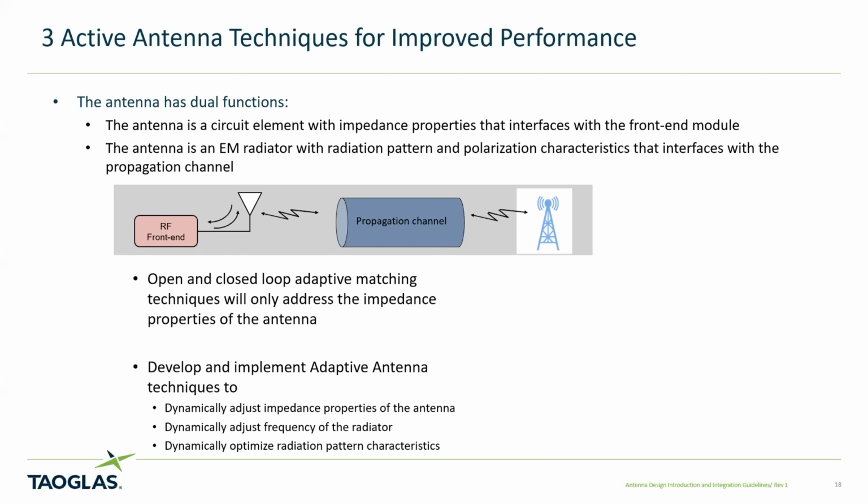It needs to interface with the RF front end, i.e. maintain a frequency response and acceptable impedance properties. But then on the other hand, it needs to really switch gears. It has to have radiation characteristics, polarization, a radiation pattern shape, and the ability to get some efficiency as it radiates. So the antenna really has to do 2 things.